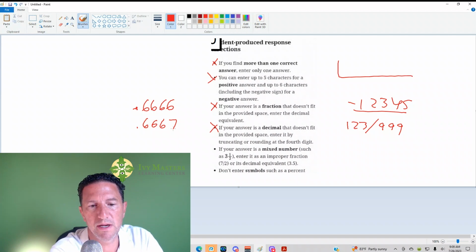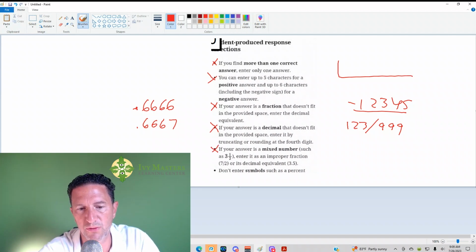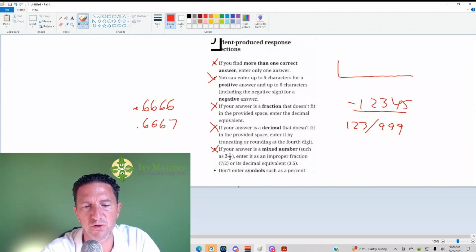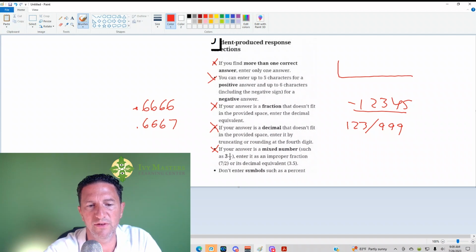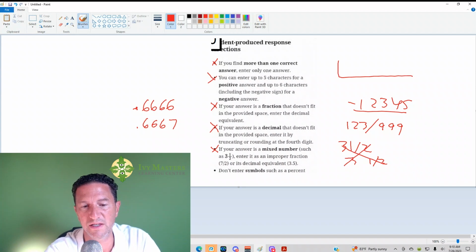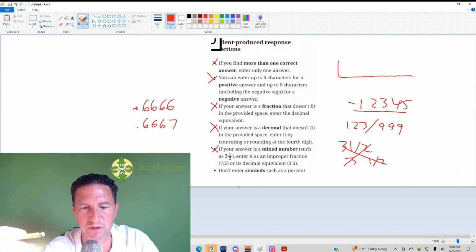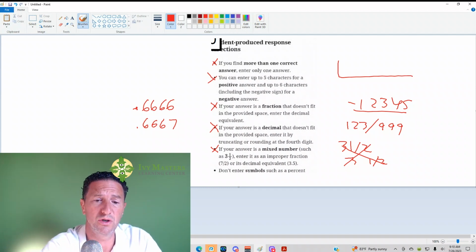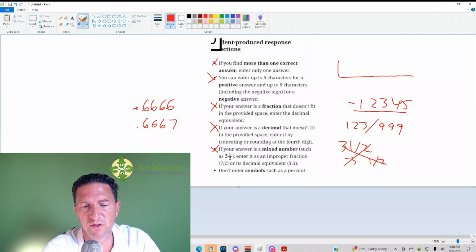Next, if your answer is a mixed number, such as 3 and 1/2, enter it as an improper fraction, 7 over 2, or as a decimal, 3.5. There's a reason for that. If you tried to enter it as a mixed number, then 3 and 1/2 would look like 31 over 2, and then it'd be marked wrong. Or you put a space in between, 3 space 1 over 2. Either of those are unacceptable. Make sure you bubble in 7 over 2 or the decimal equivalent 3.5. Again, you have your Desmos calculator or your own calculator, which you could just do 7 divided by 2. You get that 3.5 as well.